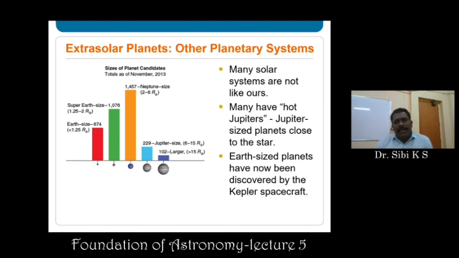Likewise, many solar systems are not like ours. Many have hot Jupiter-sized planets close to their stars. Earth-sized planets have now been discovered by the Kepler spacecraft. So this is the discovery count until November 2013.